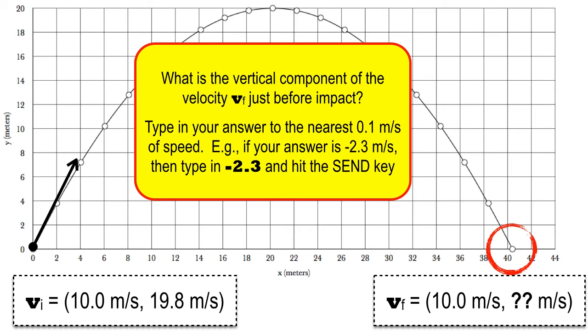Okay, 30 seconds. Make your decision. And don't forget to hit the send key. 15 seconds. Five seconds. 4, 3, 2, 1, 0. Come on, get your hiney in there. Get your answer in there.